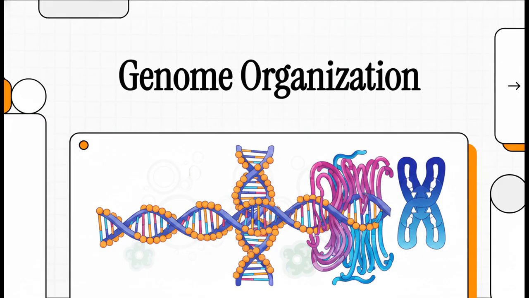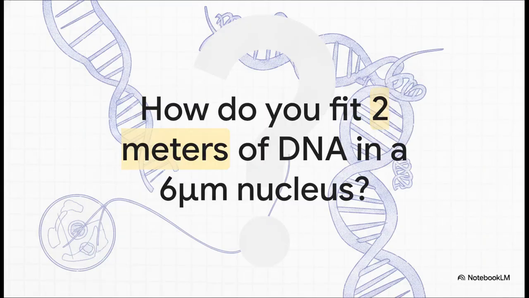And this isn't just abstract science. This precise architectural packaging is exactly how a single fertilized egg flawlessly develops into a complex human being. And when this packaging goes wrong, it's often the root of diseases like cancer. So, let's just get right to the massive physical dilemma here.